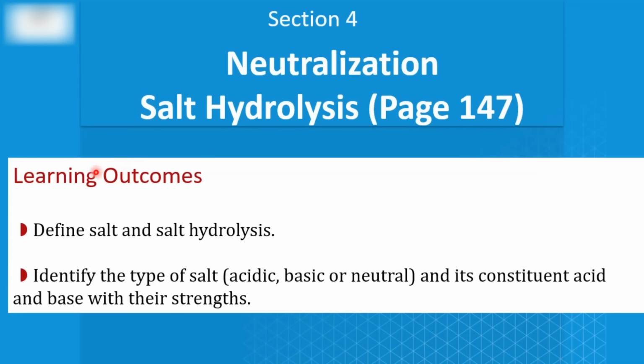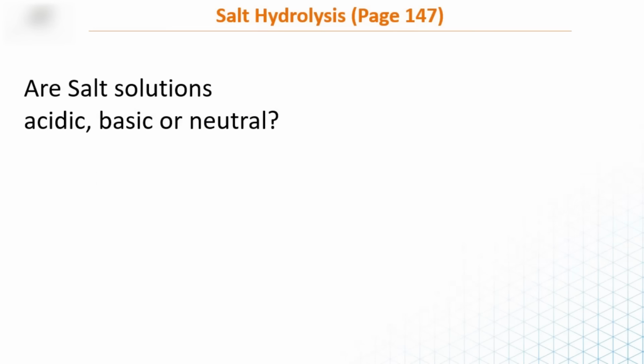So let's go to the learning outcomes. We are going to define salt and salt hydrolysis. You know the meaning of a salt? It's an ionic compound. And we are going to identify whether a salt will be acidic, basic, or neutral. So what's the pH of a salt? When I put a salt, an ionic compound, in water, what will be its pH? How can we determine that? That's what we are going to learn. So our main question is, are salt solutions acidic, basic, or neutral? All right.